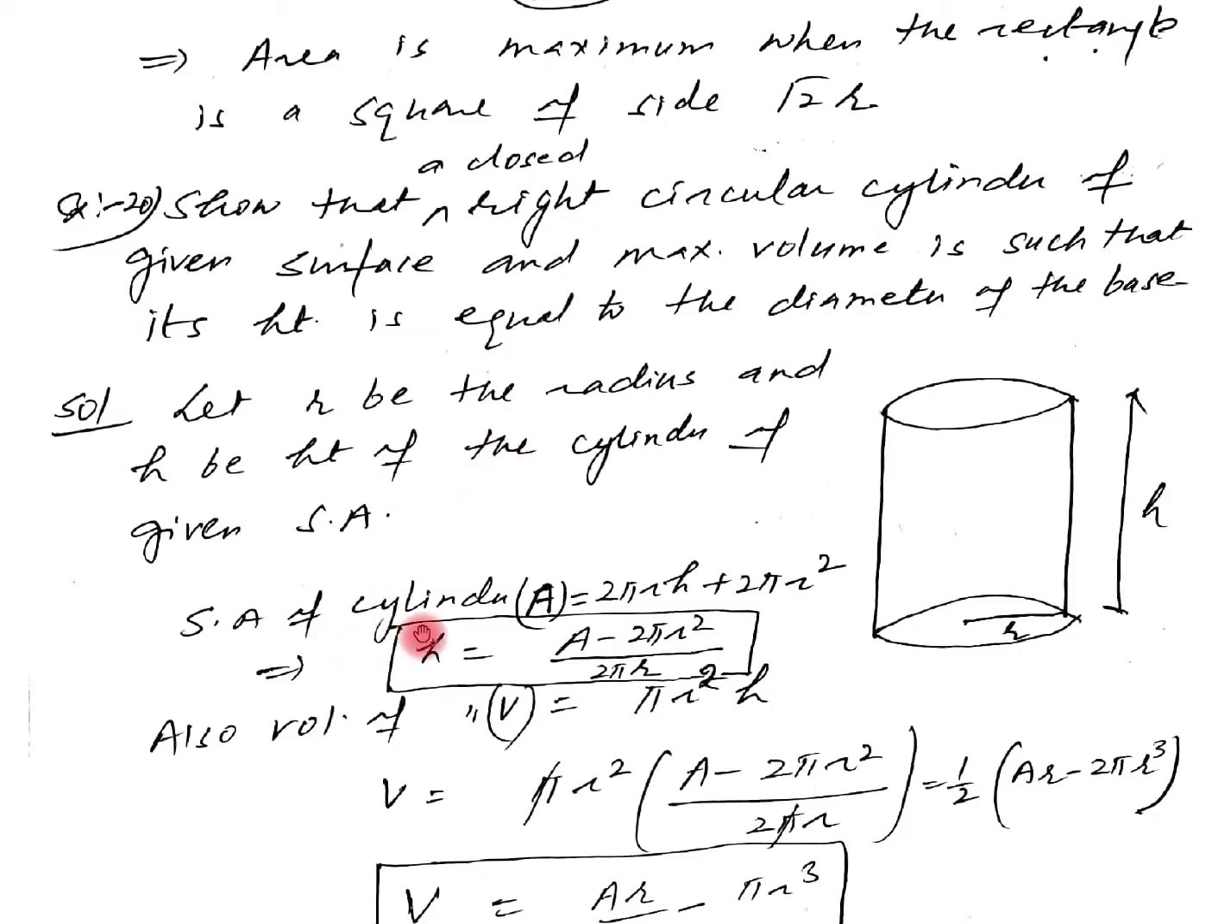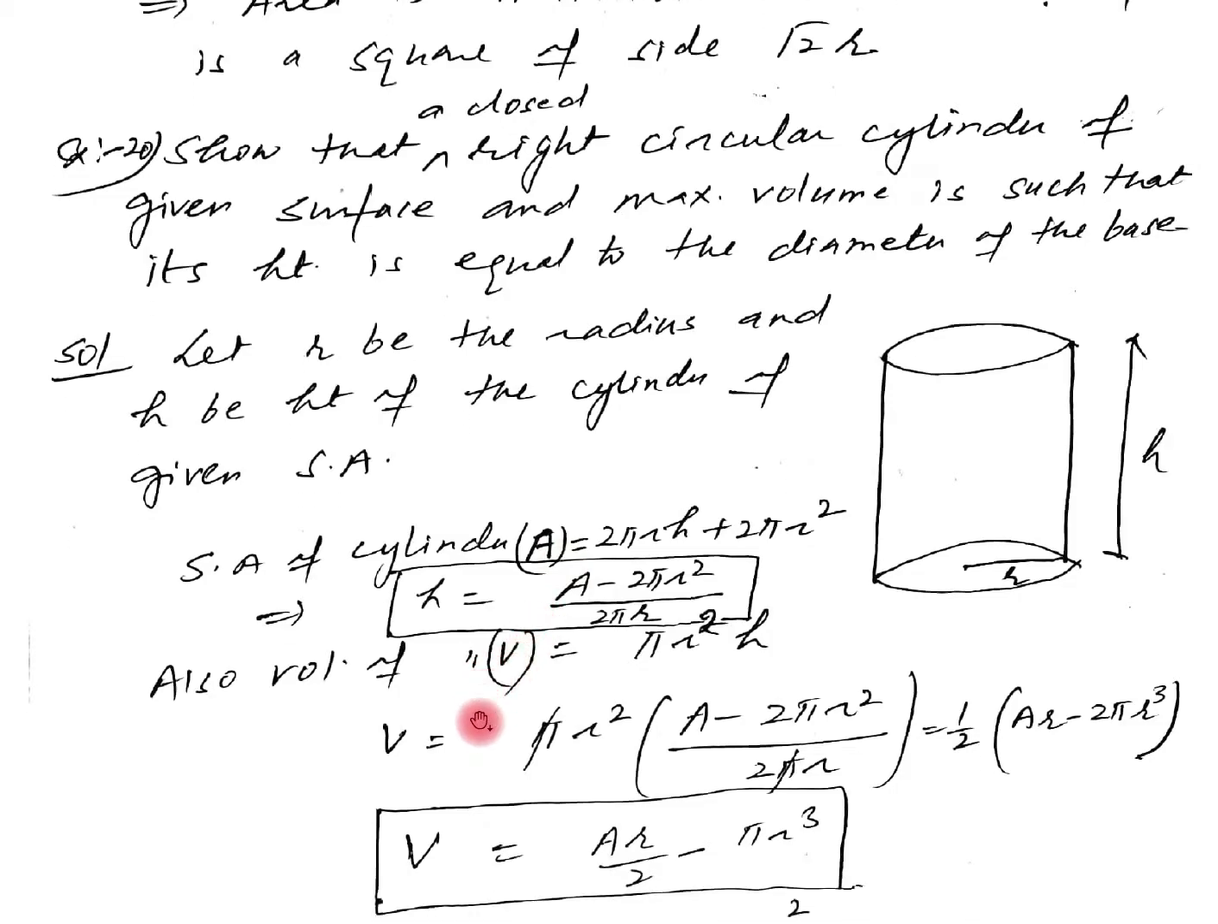So the surface area of the closed cylinder, we know, is 2 pi r h plus 2 pi r square, meaning curved surface area plus the area of the above circle plus the area of the below circle. We have done this expression in the 10th class. Now this expression is given because it is mentioned the surface area is given. We can suppose this is equal to A.